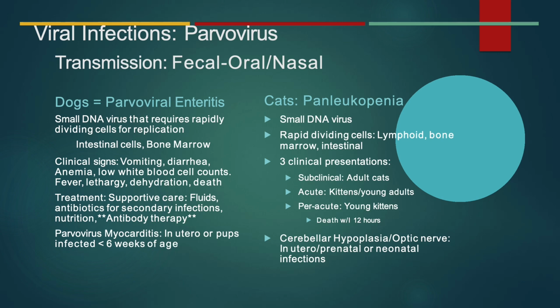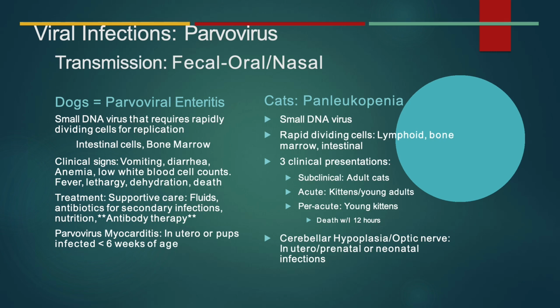It doesn't want slow cells, so it's not going to infect the skin, that's slow. Instead, it wants rapidly dividing cells, like the lining of the gut, whose cells turn over constantly. Every day they're turning over, okay? Bone marrow, especially in a puppy or a kitten, those are fast-growing cells. So that's what goes along with the signs that we see: vomiting, diarrhea, anemia, because it's affecting that bone marrow, low white blood cell count, and then we get fever, lethargy, dehydration. In really severe cases, unfortunately, we can lose them.